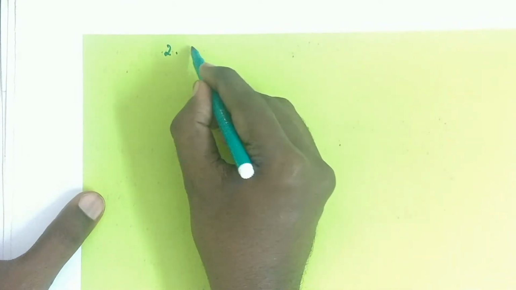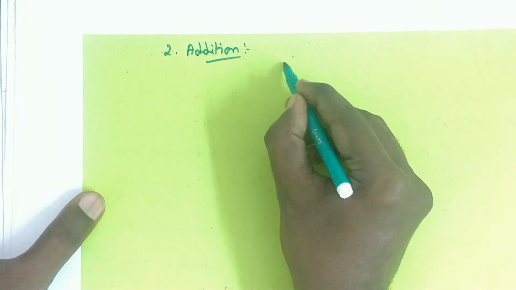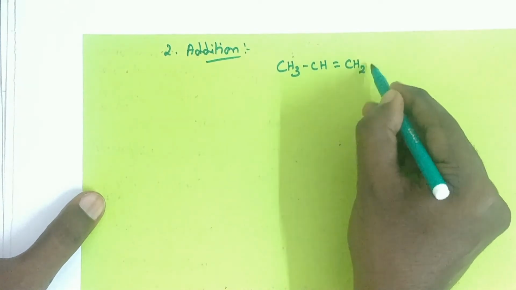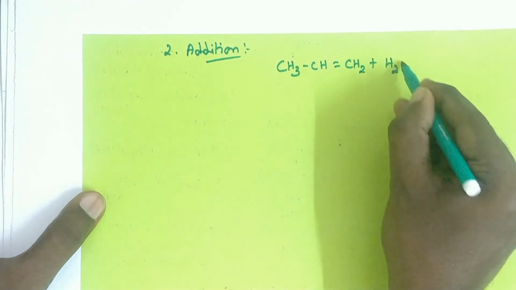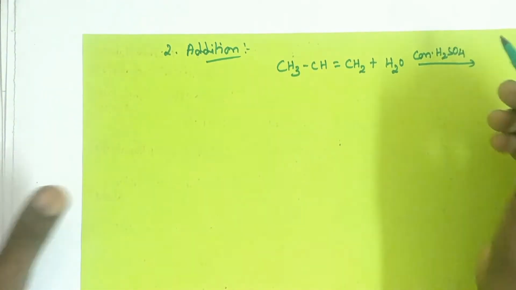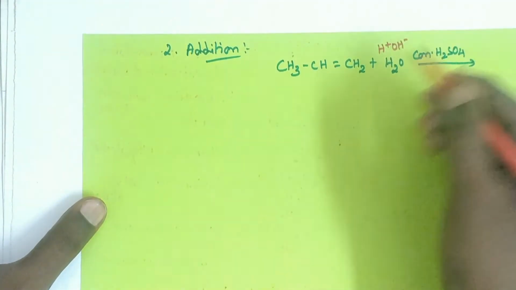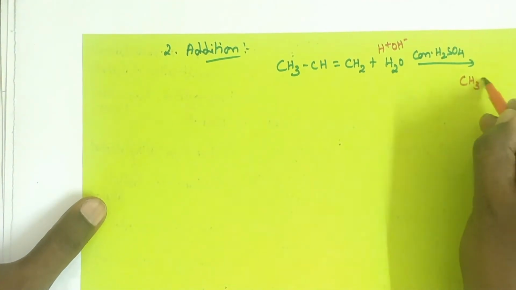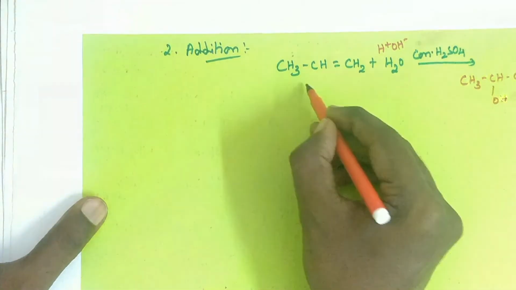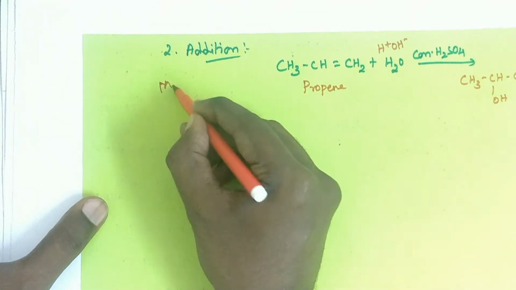Next, the second one is the addition reaction. In this case, propylene undergoes addition reaction with H2O, the water molecule, with catalyst concentrated sulfuric acid. Already we know the water molecule is split as H plus and OH minus. The product formed is CH3CH(OH)CH3. The compound is propene or propylene. It follows Markovnikov's rule.